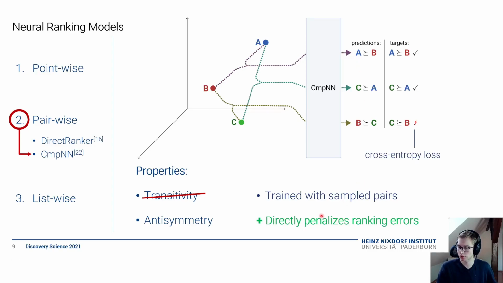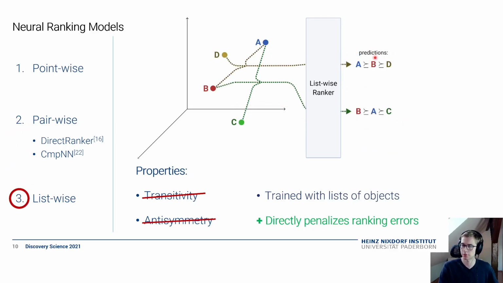This approach also directly penalizes ranking errors, just like direct ranker. It does, however, also allow for non-transitive preferences to be learned. The only guarantee CMP-NN still makes is that if it predicts A over B, it will not at the same time also predict B over A. This final guarantee or restriction, however one wants to look at it, can be removed by going to our last type of ranking models, the listwise ones.